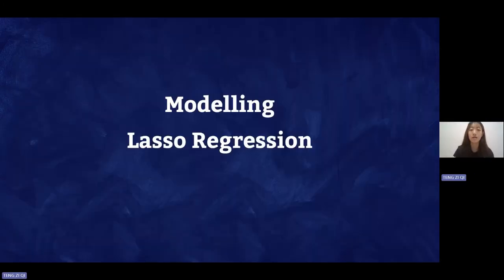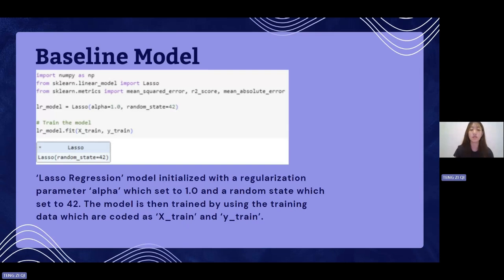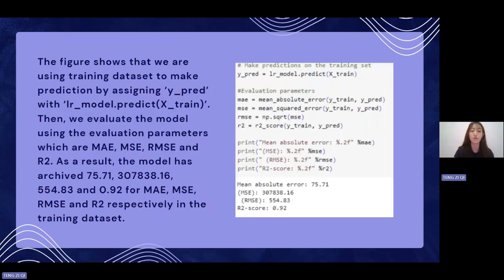In addition, another model is the lasso regression model. The lasso regression model is initialized with a regularization parameter alpha set to 1.0 and a random state set to 42. The model is then trained using the training data, coded as X_train and y_train. The figure shows that we are using the training dataset to make predictions by assigning y_pred with the lasso model's predict on X_train.